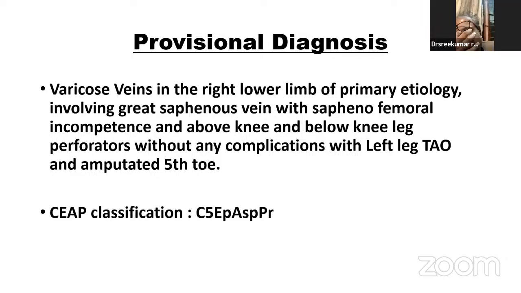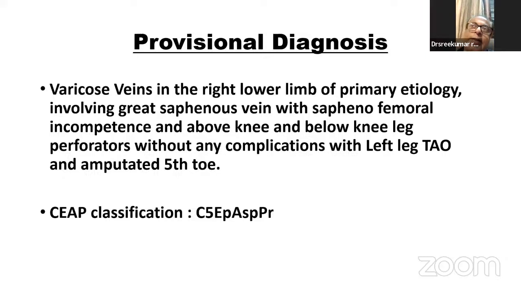Fine. Then the third component. Stripping of the great saphenous vein, sir, up to the knee. Stripping is again not the component. Stripping is a different procedure. You have to remove at least 2 to 3 inches of the proximal saphenous vein. Yes, sir. These three are the components.